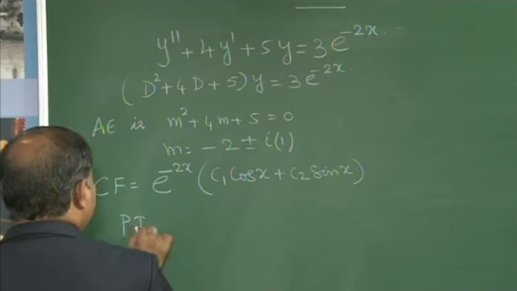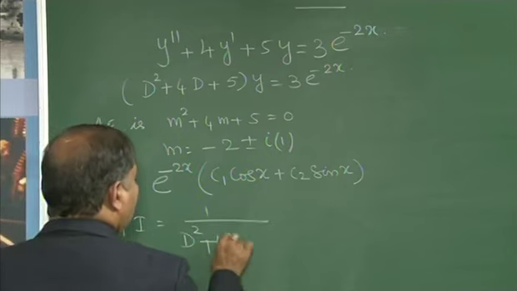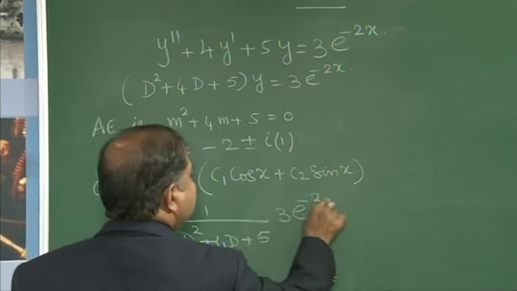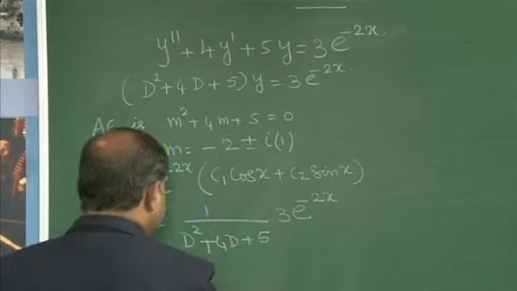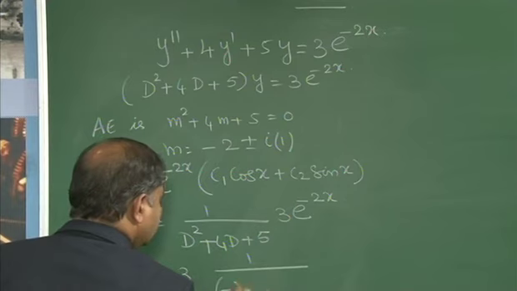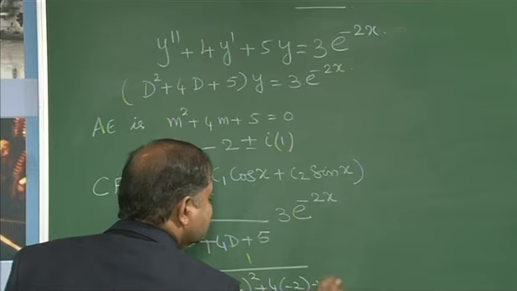Particular integral: 1/(D² + 4D + 5) 3e^(−2x). 3 is a constant, keep it aside. 1/((−2)² + 4(−2) + 5).